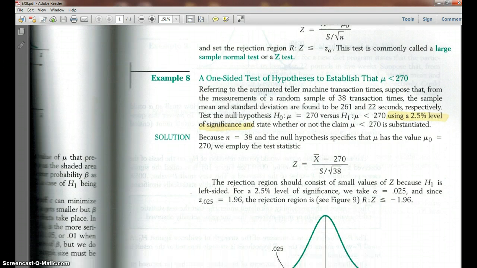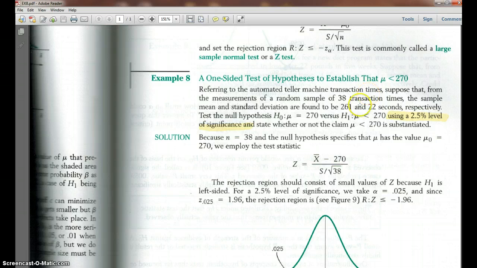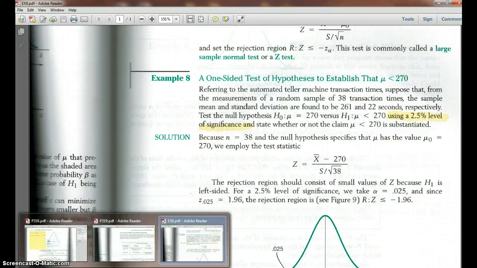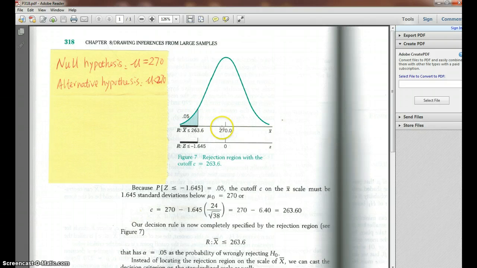This is the question here. In this example, they give the sample mean as 261. I said 269 is too close to 270, so it might not be good to support their claim that mu is less than 270. But is 261 small enough? This is the question we're going to answer. Before we talk about that, I'm going to explain using this picture right here.